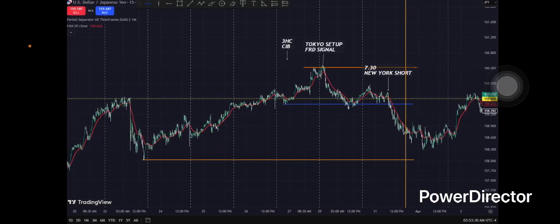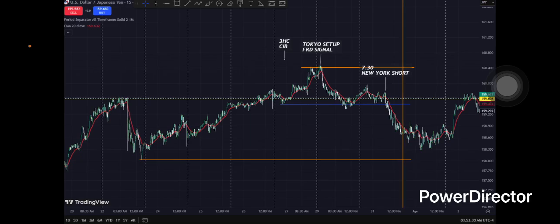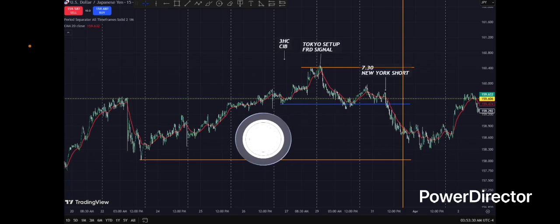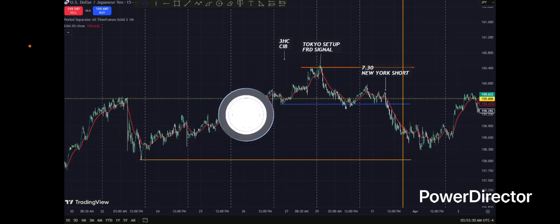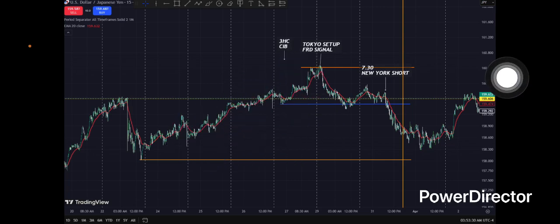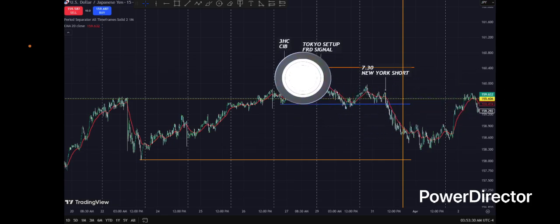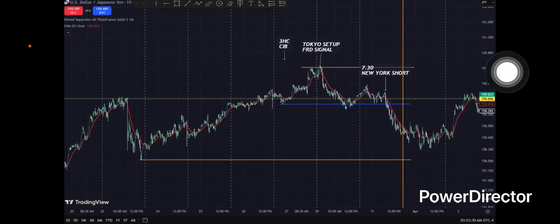All right. And now here we're looking at the US dollar, Japanese yen. And again, here we have 3 higher closes into the highest close of the month, okay? We have our close in breakout on a Wednesday, all right?